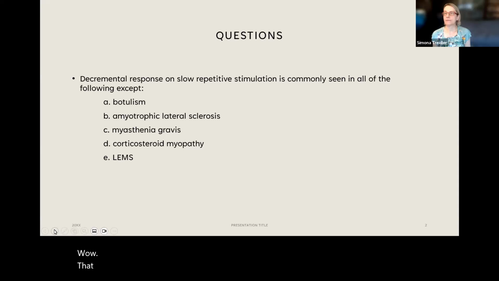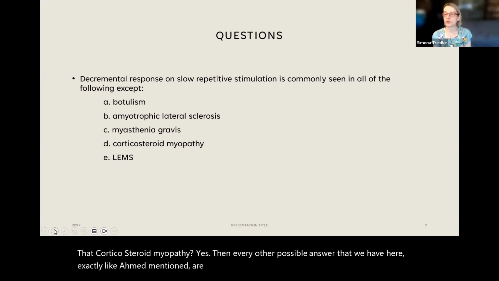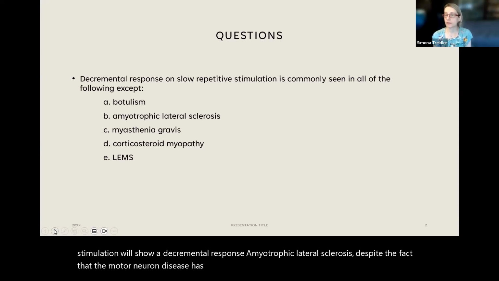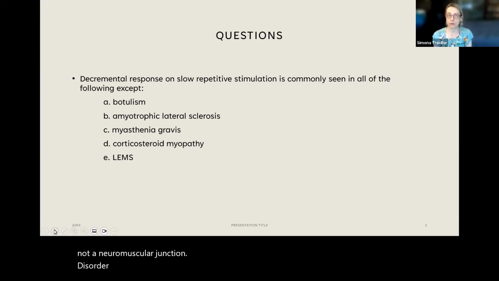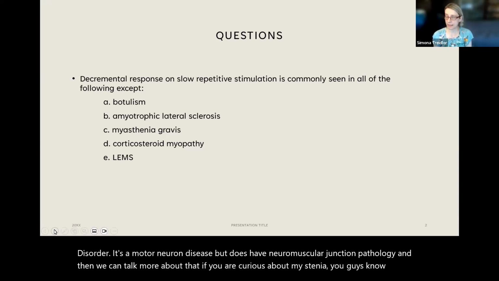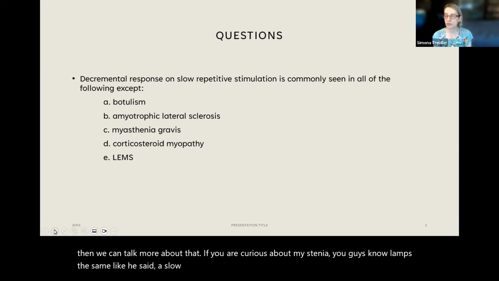The corticosteroid myopathy. Yes. Every other possible answer that we have here, exactly like Ahmed mentioned, has decrement. Botulism on slow repetitive nerve stimulation will show a decremental response. Amyotrophic lateral sclerosis, despite the fact that it's a motor neuron disease, has pathology that involves the neuromuscular junction. It's not a neuromuscular junction disorder, it's a motor neuron disease, but it does have neuromuscular junction pathology. We can talk more about that if you are curious. About myasthenia, you guys know. LEMS, the same like he said, a slow repetitive nerve stimulation, which is between 2 and 3 hertz, will show a decremental response.